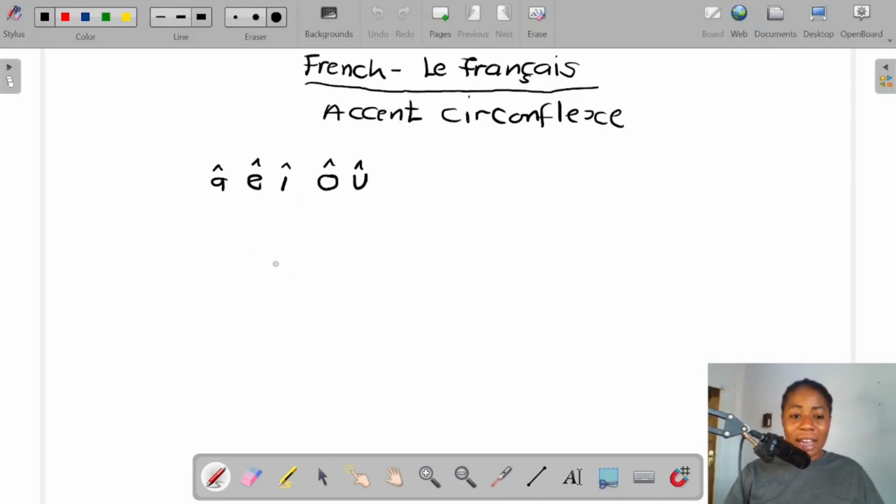So you can see a word like forêt, which is forest, and if you look at the spelling of forest in English, we have forest, which means there used to be an S in between the E and the T, but in modern French they've removed the S and replaced it by accent circonflexe. So basically that is the purpose of accent circonflexe.